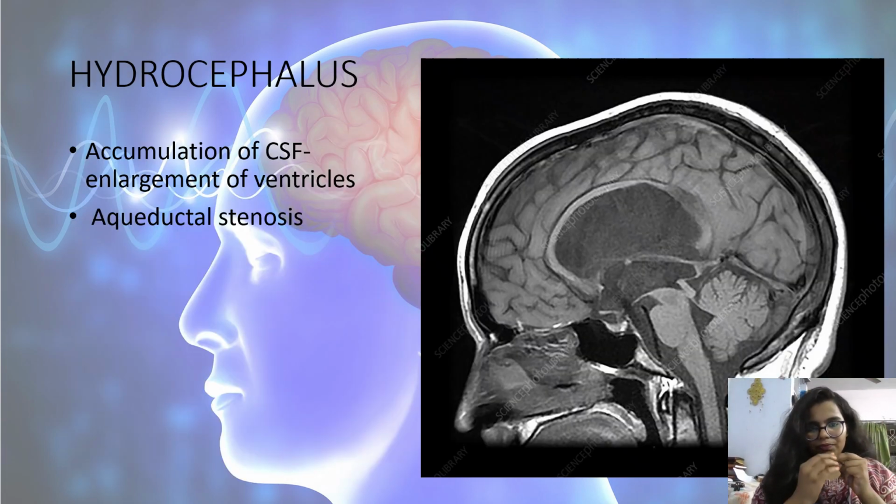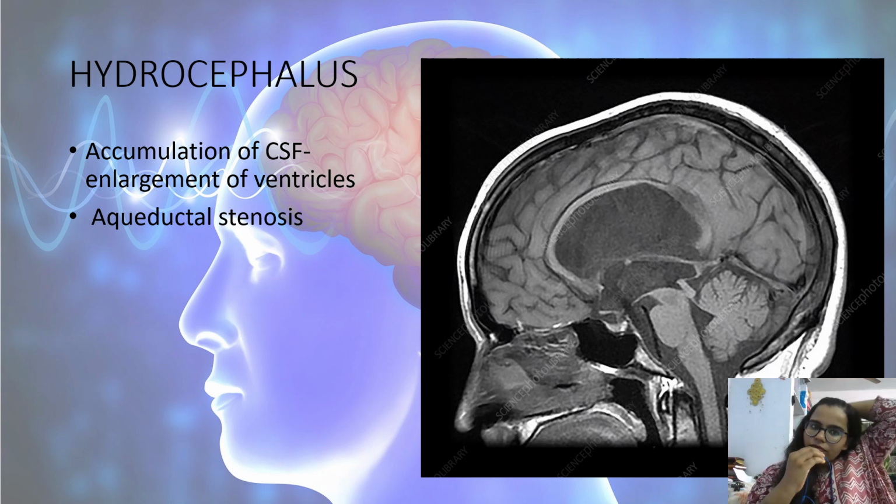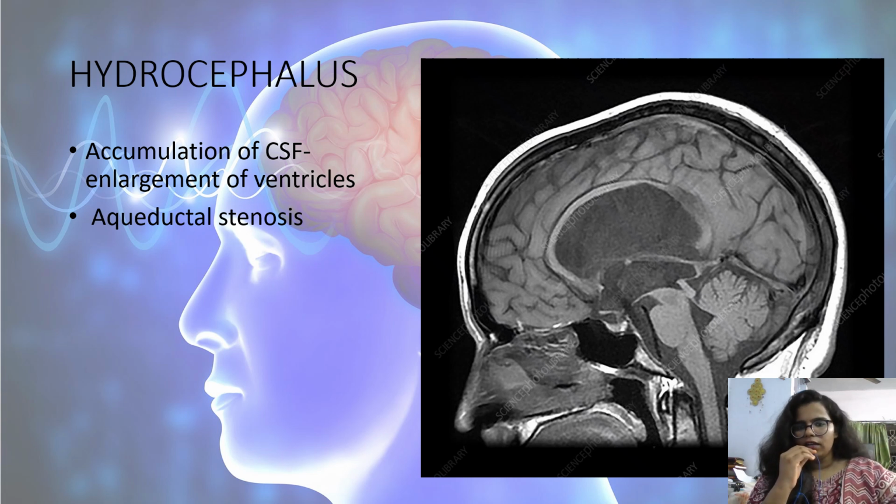Hydro means fluid. Cephalus means a collection. So it's the accumulation or collection of CSF, which leads to enlargement of the ventricles. The most common congenital hydrocephalus that you see is aqueductal stenosis. What happens in aqueductal stenosis is there is a narrowing of the aqueduct of Sylvius.